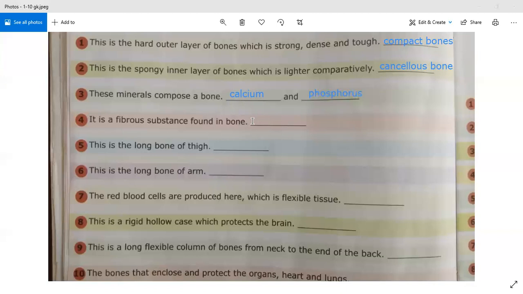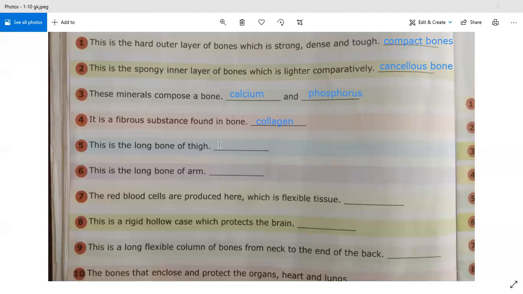Now you will be surprised to know that in our bone there is a fibrous substance. What is the name of that? You have to learn its name very carefully. Now you are growing up, you are in 5th class. Don't think that it is difficult. You have to enhance your knowledge. You have to learn it. Its name is collagen, C-O-L-L-A-G-E-N. Write down the spellings very carefully.